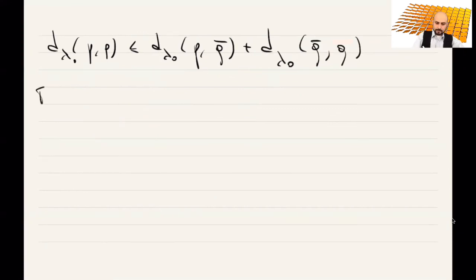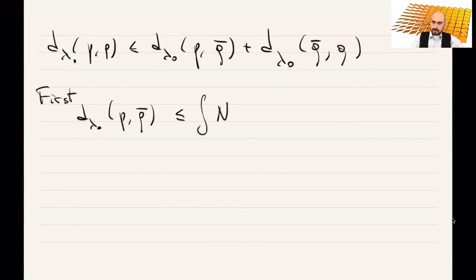So now the first part, the first term. So d lambda 0 of p q bar, this is the infimum of curves connecting p and q bar with respect to the structure n lambda, where the length is n of lambda 0, and now I can choose the control u lambda, and the associated curve was gamma lambda 0.